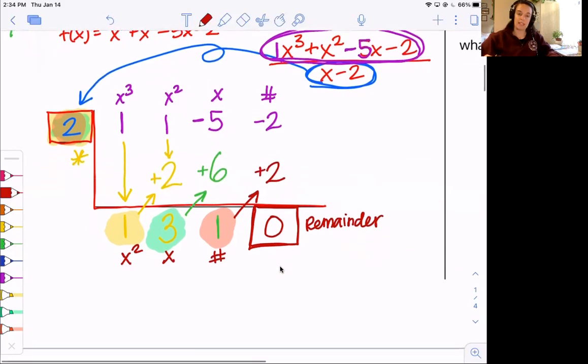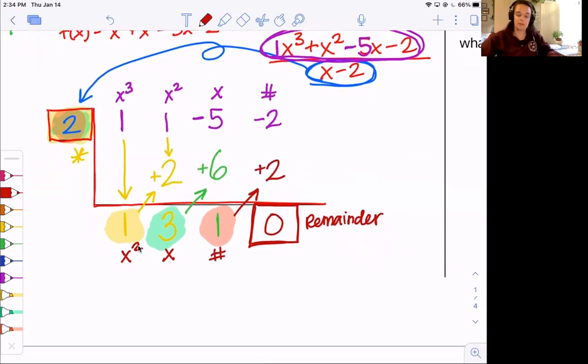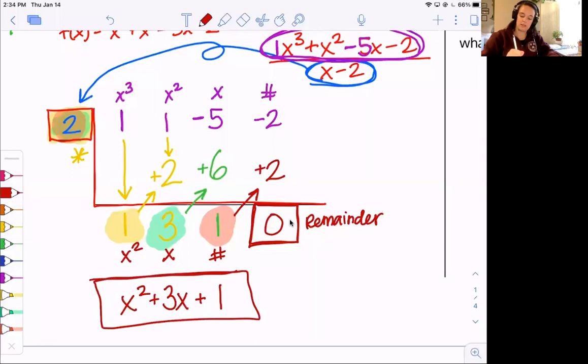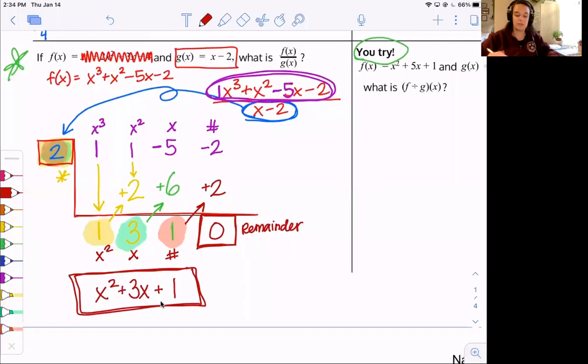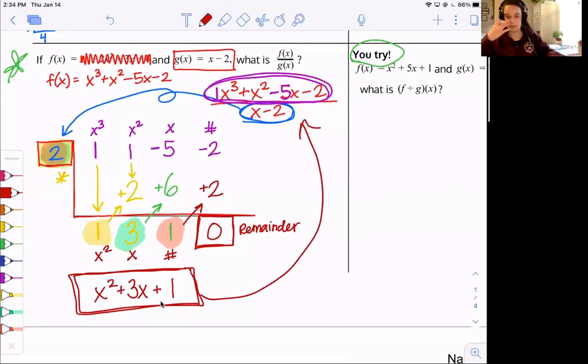So when I write my answer, I'm going to write 1x squared, although I don't need to write that 1. I have 3 x's, and since it's positive, I'm going to put plus. I have positive 1. Since it's positive, I'm going to put plus. And since it's 0, I don't need to do anything with the remainder, right? Nothing with the remainder. So this is my answer here. That is my answer for this problem with the division.